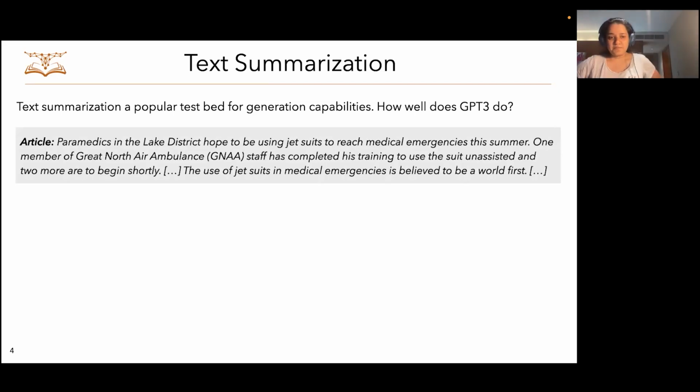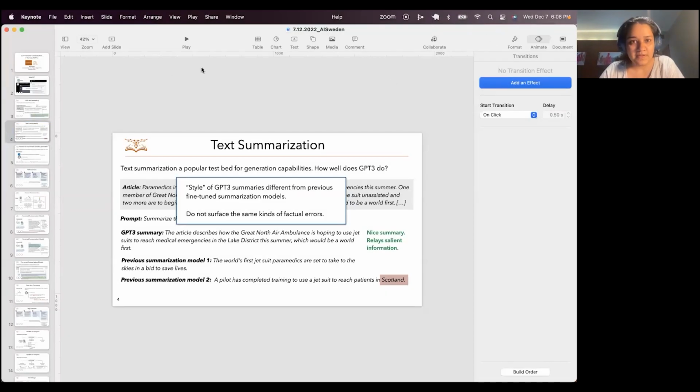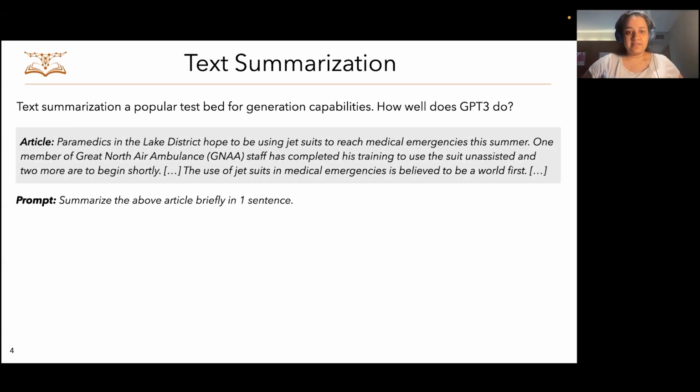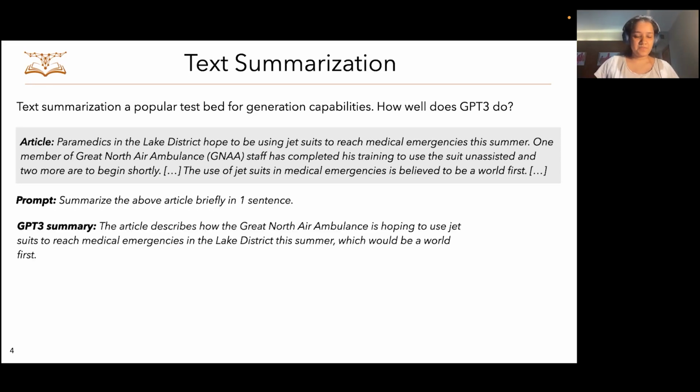So I want to start off with an example. Here's an input article which says paramedics in the Lake District hope to be using jet suits to reach medical emergencies this summer. And it talks about a staff member who's completed his training. To get a summary out of GPT-3, we give it this article and then a prompt which says, summarize the above article briefly in one sentence. And this is the summary that GPT-3 gave us. It's a good summary. It basically says the article describes how this ambulance is hoping to use jet suits for medical emergencies, which would be a world first.